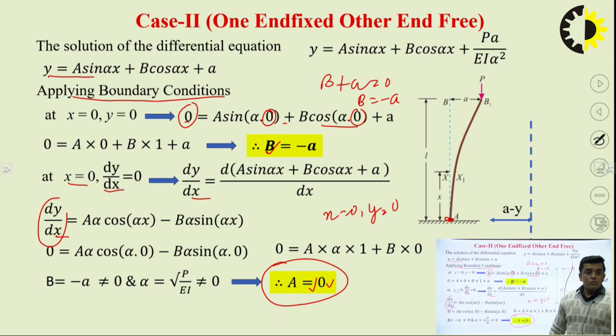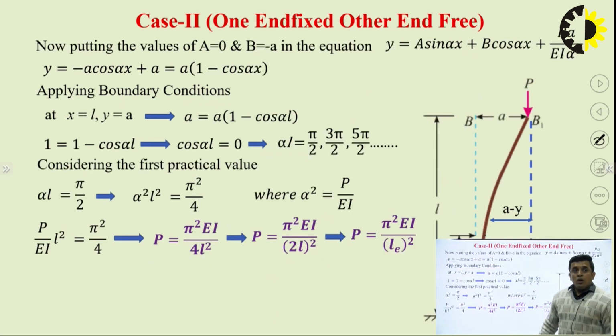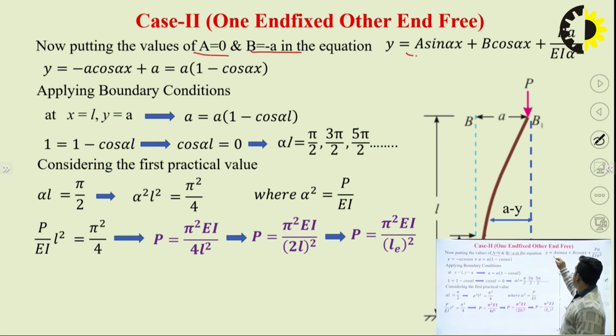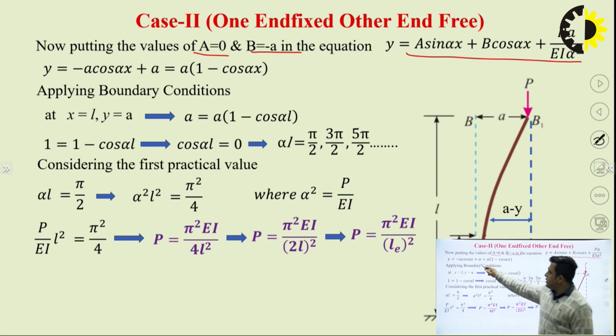Now, what happened to our equation? On putting the value of A equal to 0 and B equal to minus A in this equation, we are getting this.